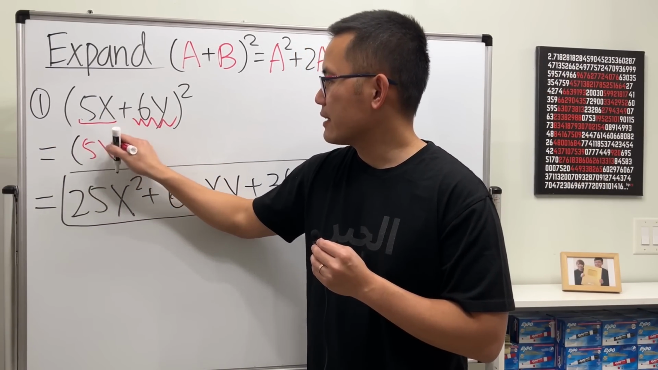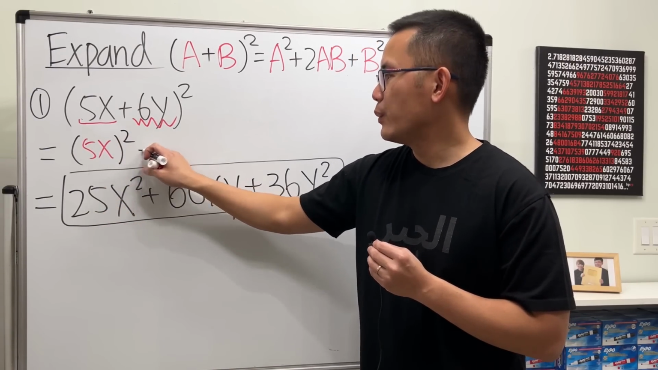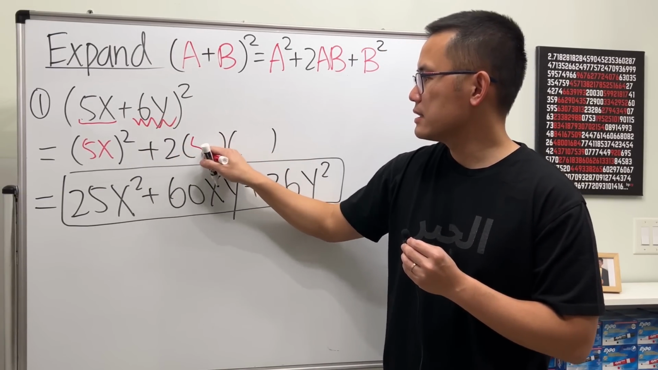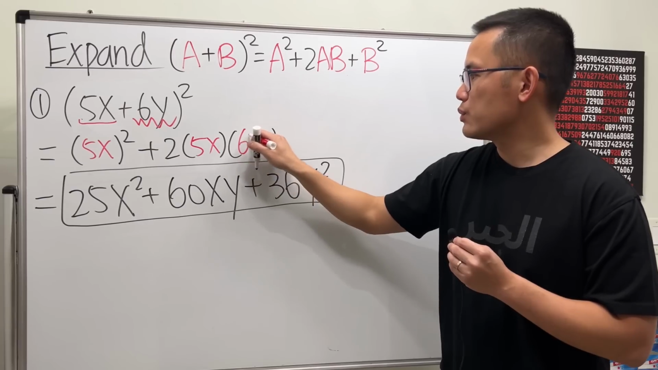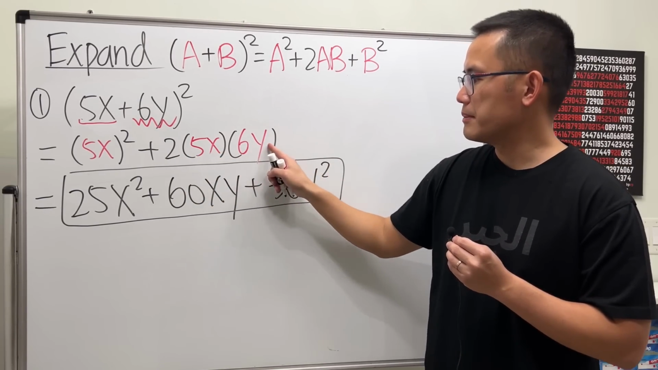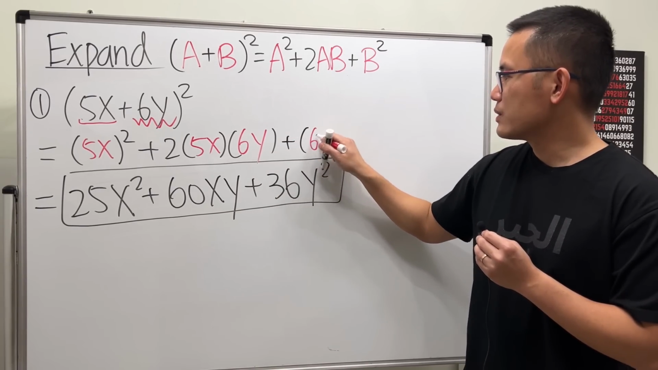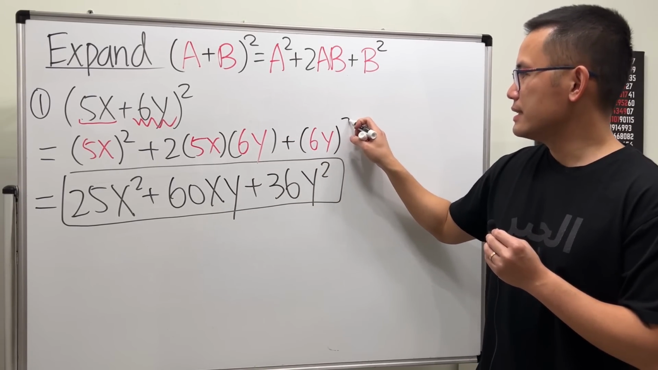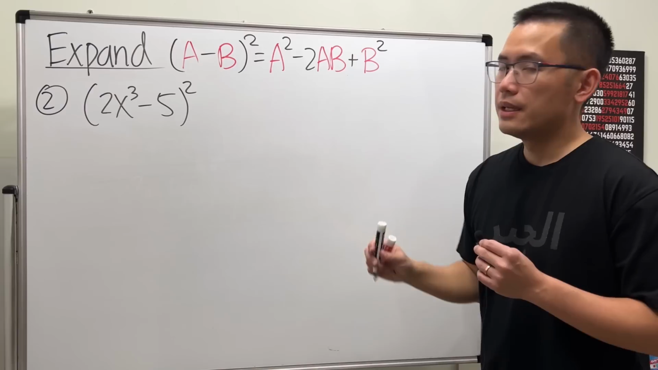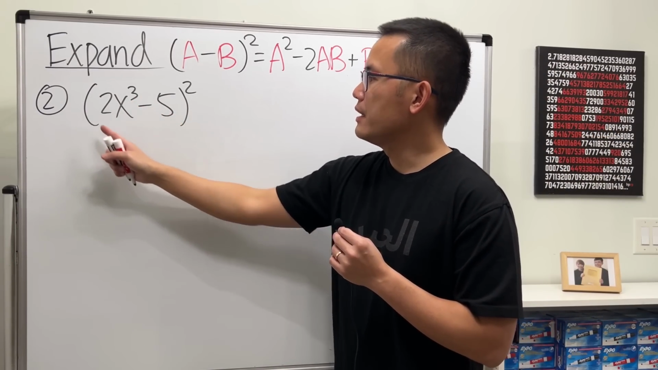First, we did 5x for the a squared. That's how we get this. And then we add 2 times ab, A is 5x, and then B is 6y. 2 times 5 times 6 is 60, and x times y is xy. Lastly, plus 6y in the parentheses and squared. That's how we get the 36y squared. And we're done. Now for the second one, we have 2x to the third power minus 5 in the parentheses and then square.